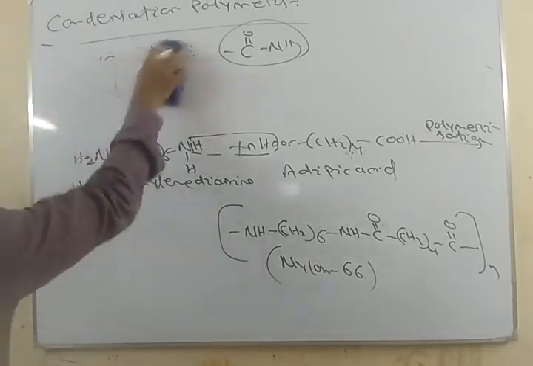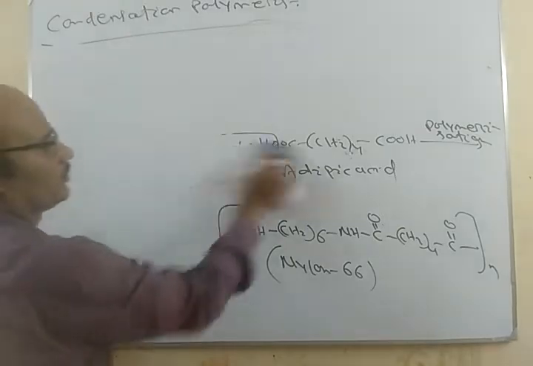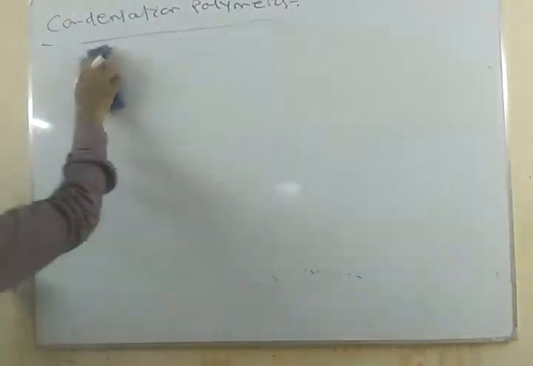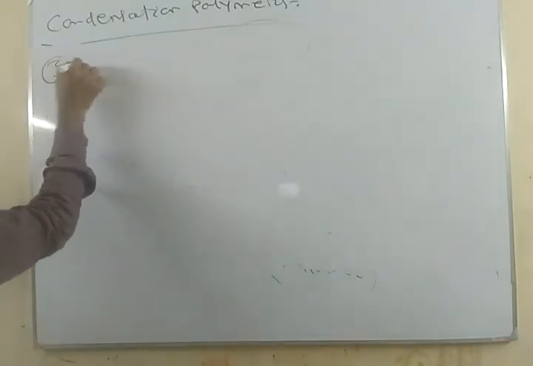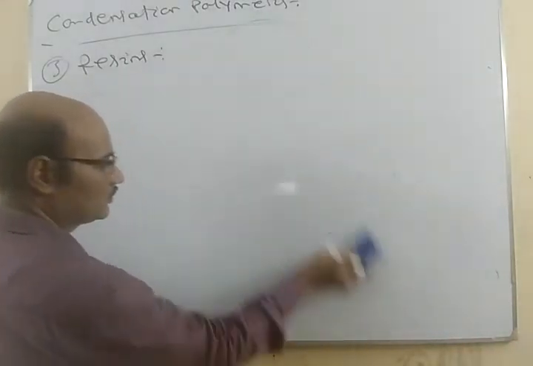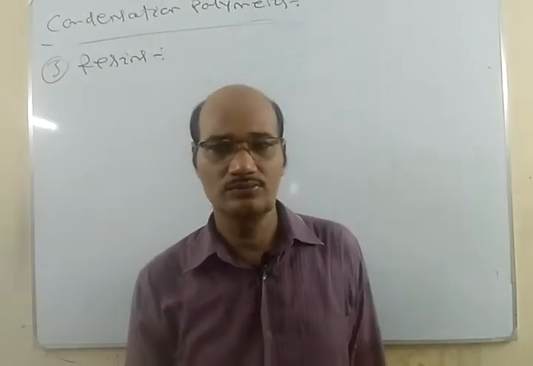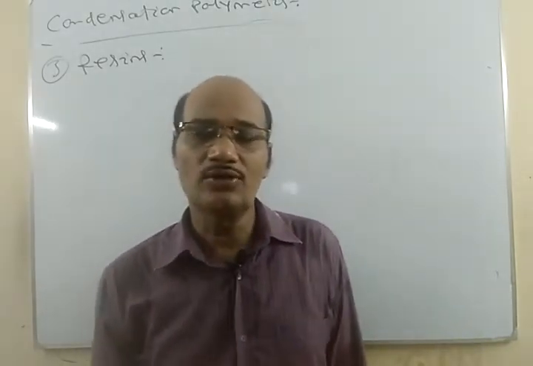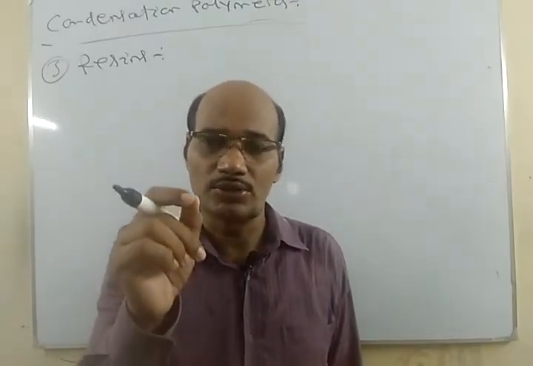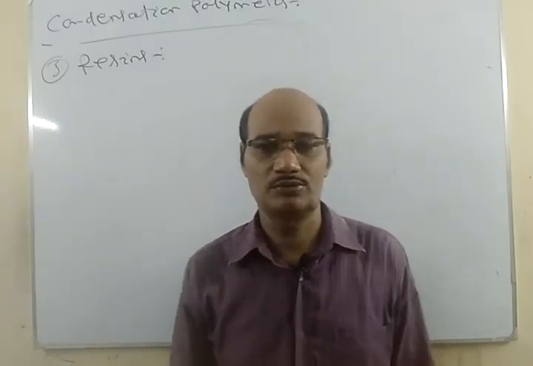Okay, now number 3, resins. So resins are condensation polymers, and formaldehyde is one of the most important constituents in the resins.